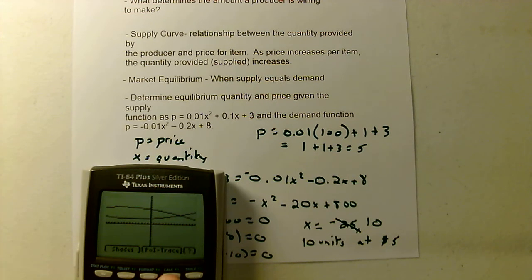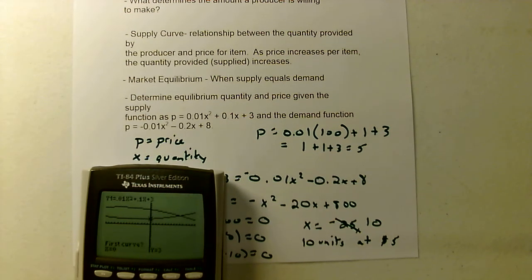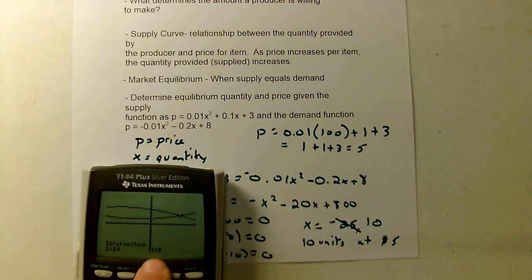So we can go ahead and calculate. Second trace, we're looking for the intersection, number 5. First curve, you just enter, enter, and enter again. And we get this point 10, 5. So again, we have to recognize that that 10 is our x value, and we don't have y's. We let y equal our p, so our price is going to be 5. So at $5, we're going to produce 10 units. And that gives you an idea of market equilibrium in our supply and demand curves. Good luck.